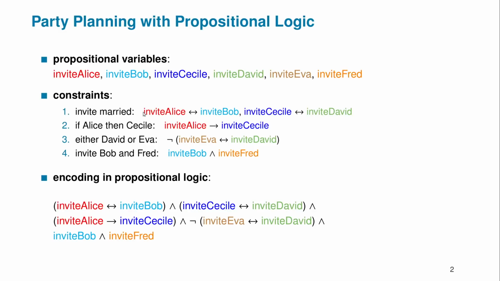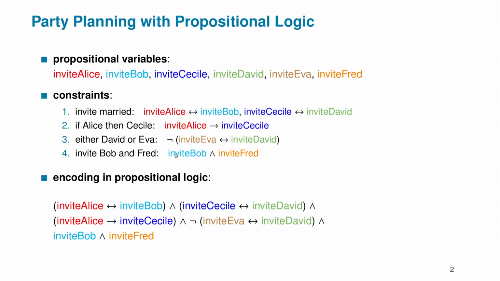And to say that invite Alice and invite Bob should always have the same value, we use this equivalence operator. Then to express that if we invite Alice, then we also have to invite Cecile, we use implication. So invite Alice implies invite Cecile. Then if we want an exclusive OR, we simply negate this equivalence, meaning that only one of these variables can be true.